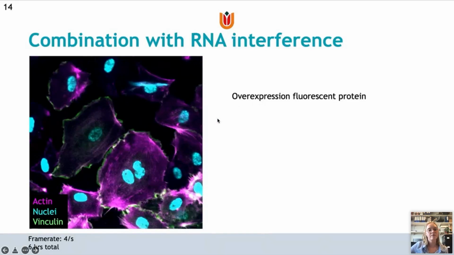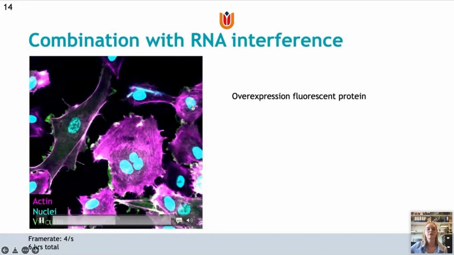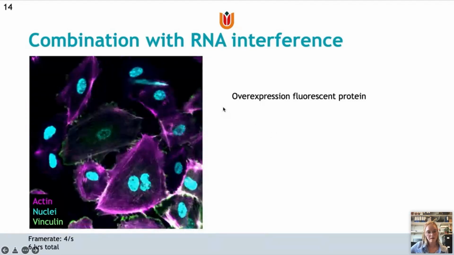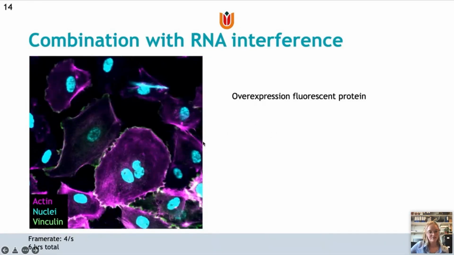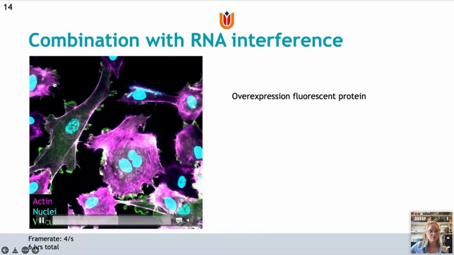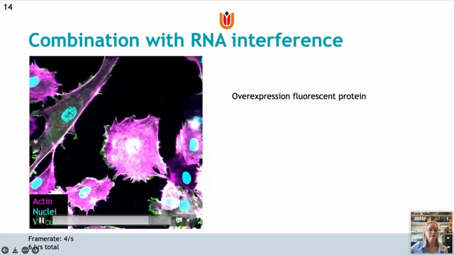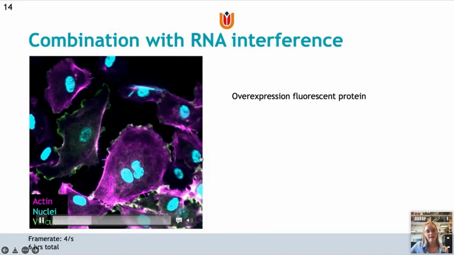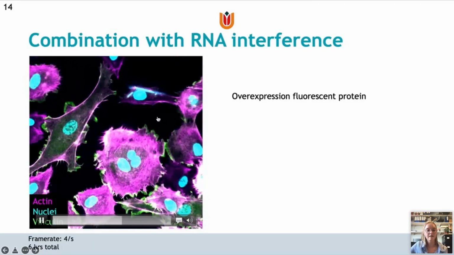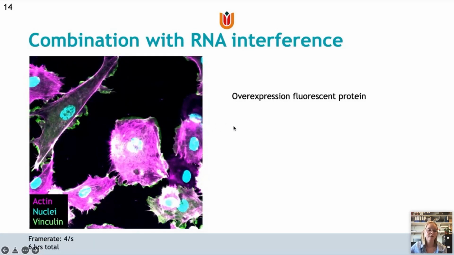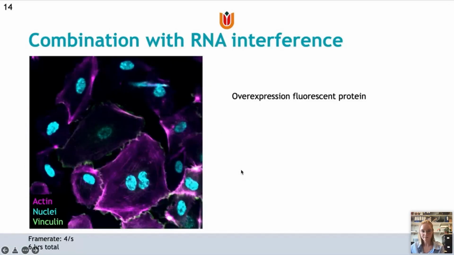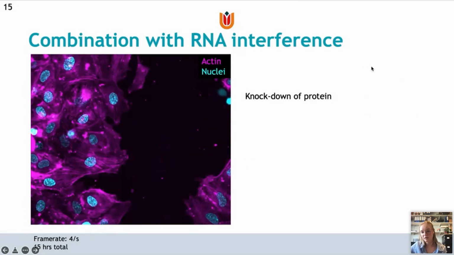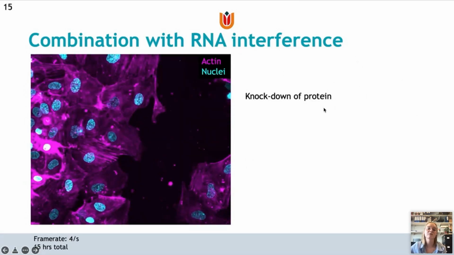At first I have HUVECs that are transduced with the GFP-vinculin virus. As you can see, it is a focal adhesion marker, but it is mainly visible here on the cell edges. And this can be combined with the probes and with the live imaging, and we can follow this over time. And the other RNA interference that we can do is a knockdown of a specific protein.